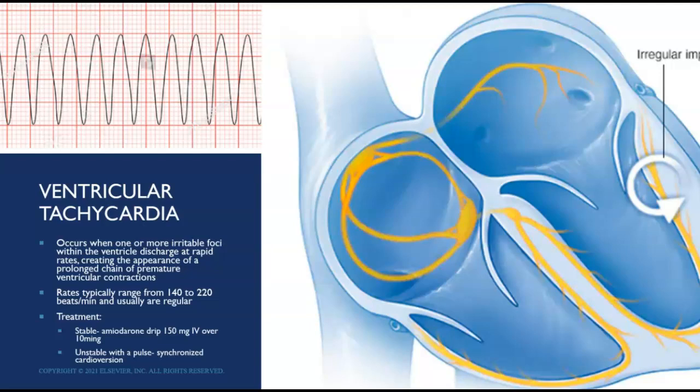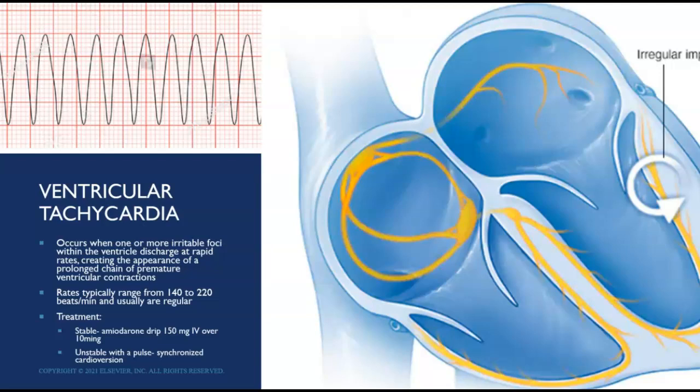You're going to have these premature ventricular contractions, and the same symptoms are going to happen with this. The patient will not have enough time for their ventricles to refill with blood, so they're going to have low blood pressures, confusion, loss of consciousness, things like that. So if the patient's stable, you can try amiodarone.